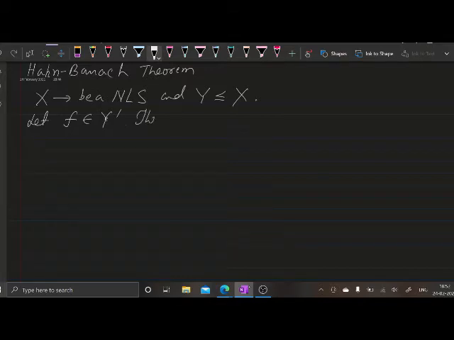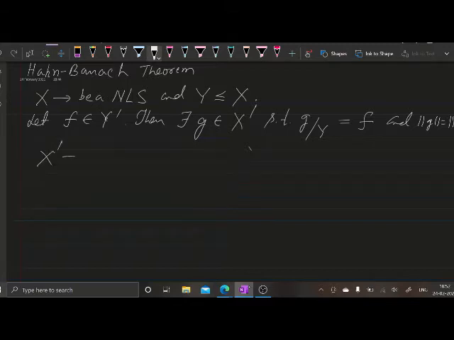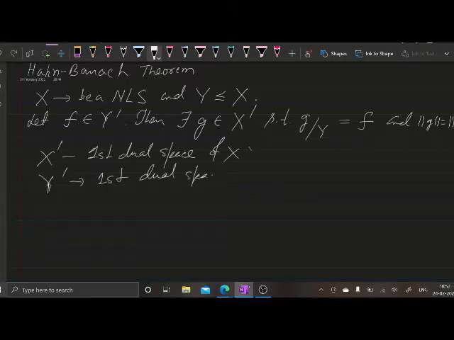Then for this f, you can find another function g, which is a linear functional on X, such that the restriction of this map g to Y will be f. And the norm of g will be the same as that of f. So here X dashed is the first dual space of X and Y dashed is the first dual space of Y.